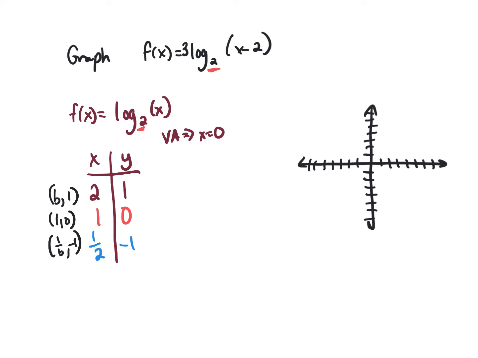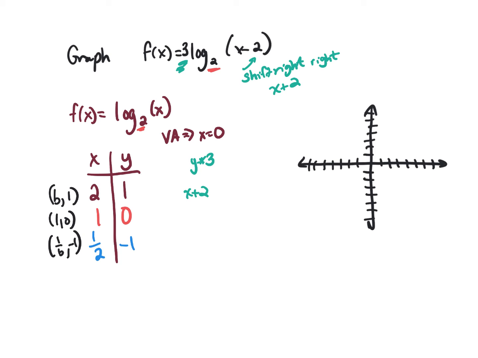So my transformations I see here, I have this 3 out front. So that's going to multiply all the y's by 3. And remember, this is a shift to the right, because everything in the parentheses goes backwards by 2. So I'm going to add 2 to all the x's.